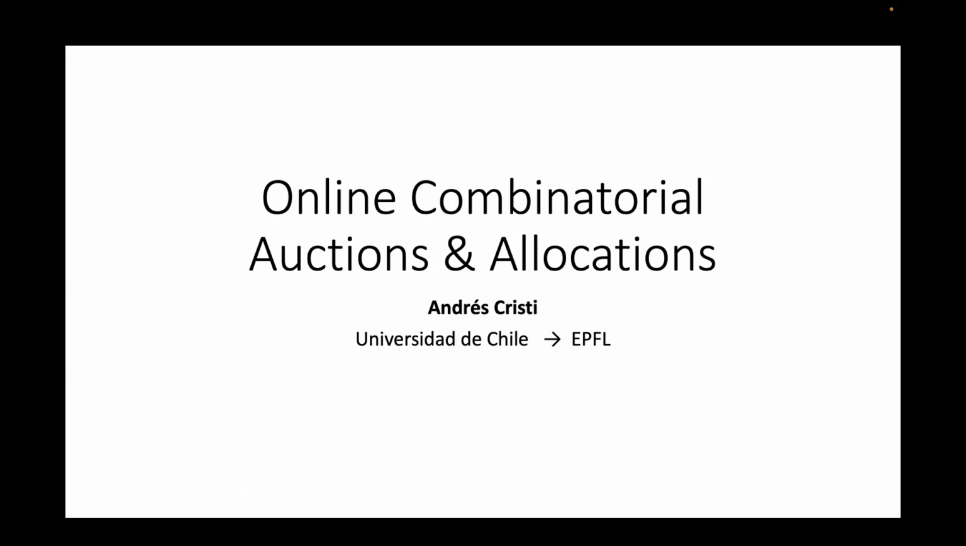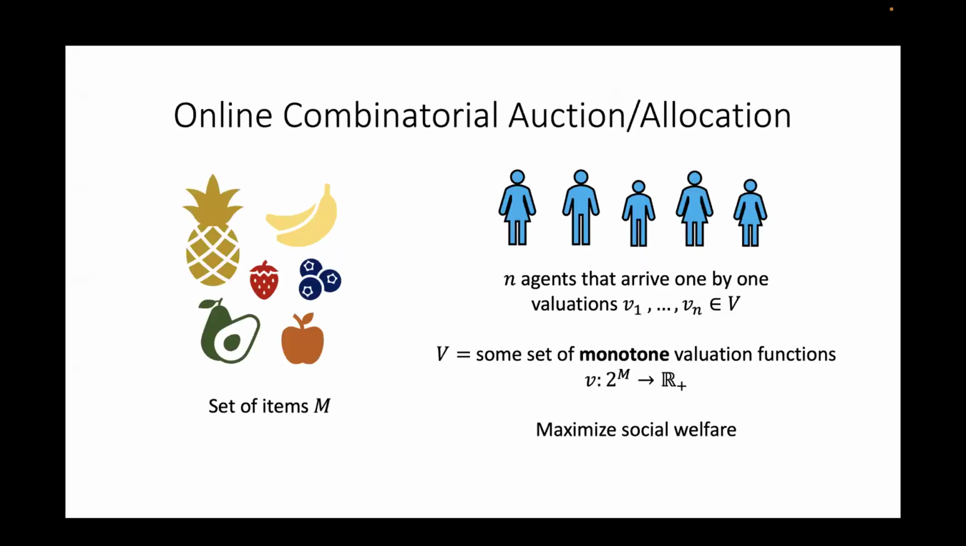I'm going to talk about online combinatorial allocation, which in a sense is the version of the problem that Sahil described at the beginning of the talk, when you have few copies of each resource, or maybe one. So let's start by defining the model.